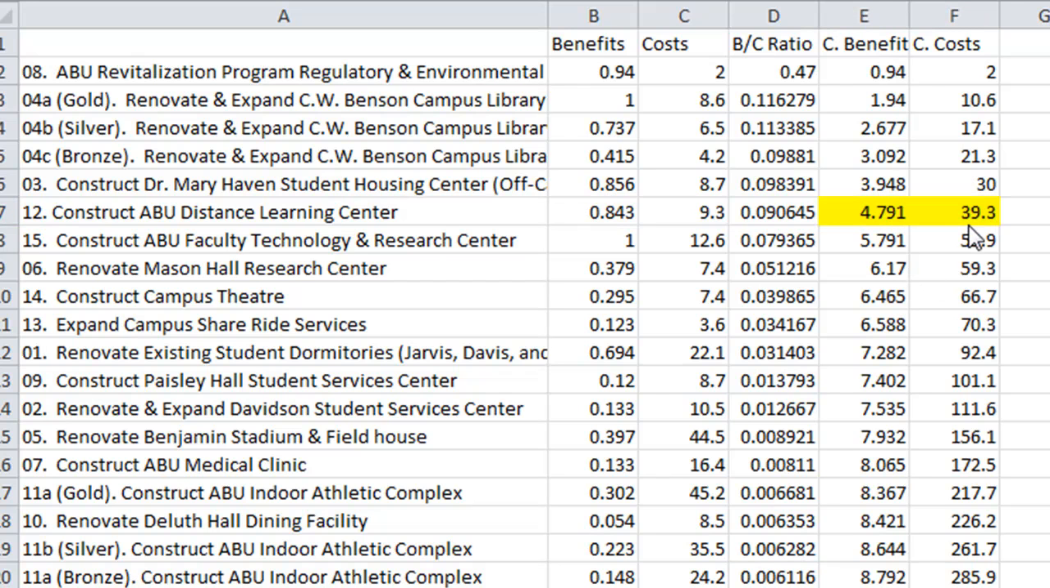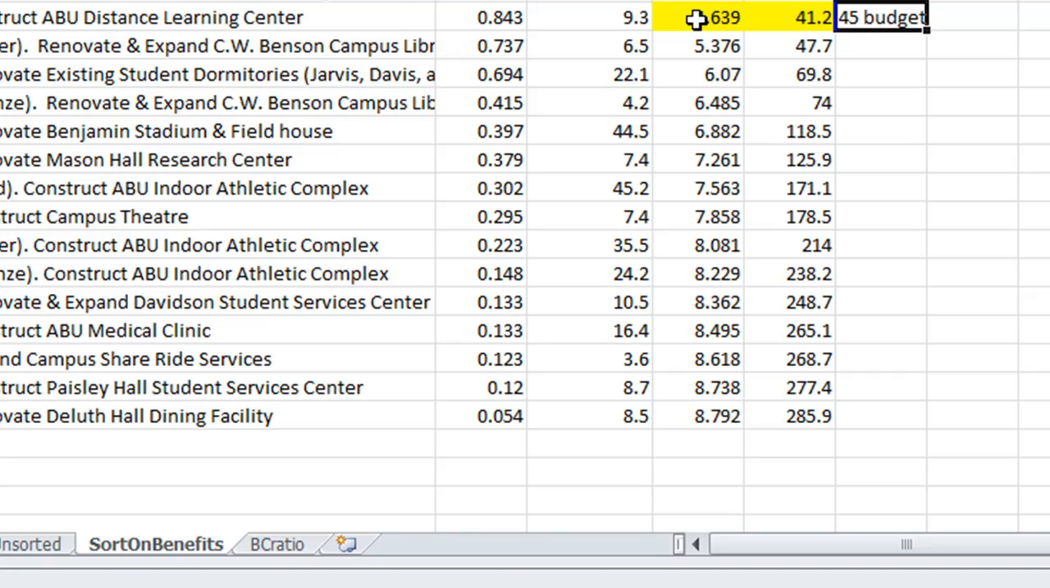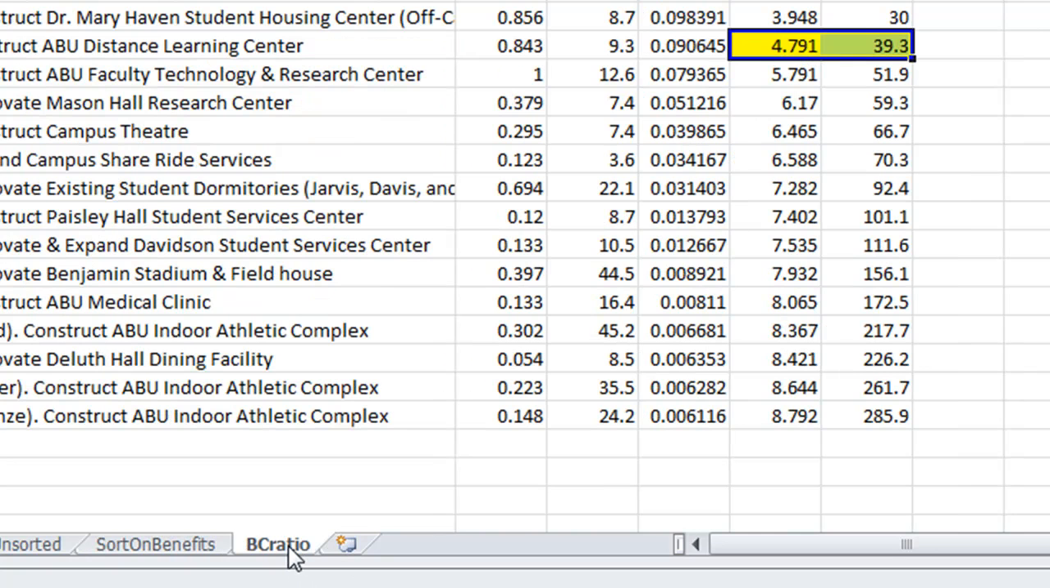If we compare this to the answer we got sorting on benefits, instead of 4.791 for $39.3 million, we had 4.639, so we had less benefit at a larger expenditure. So sorting on benefits is not really a good idea. It's intuitive. Many organizations do this, but it's really the wrong thing to do. Sorting on benefit cost ratio is an approximation to what we're going to be doing with optimization. It's not always as good, and in fact is not as flexible in terms of being able to handle other types of constraints, which we'll be looking at later.